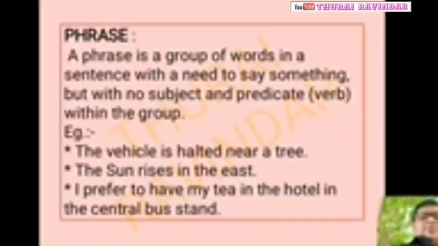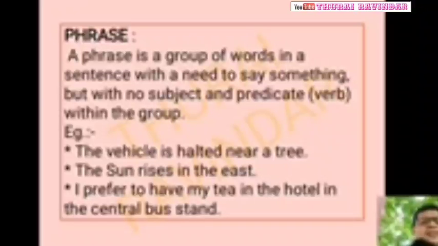So, let us see what a phrase is. A phrase is a group of words in a sentence with a need to say something, but with no subject and predicate within the group. For example, the vehicle is halted near a tree. What is it? There is a phrase.